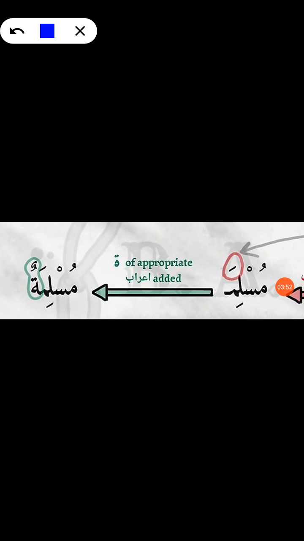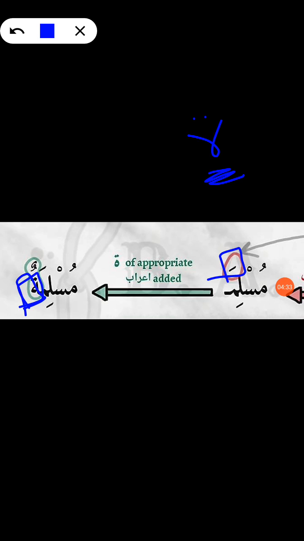As you might remember from the previous lesson, the round ta, or ta marbuta, is actually the sign of a grammatically feminine ism. So just by adding this round ta, you can convert a grammatically masculine ism to a grammatically feminine ism. So what did you do? You simply replaced the tanween with a fatha, and then you added this round ta, and of course you're going to put the tanween on top of this round ta, and that tanween has to be of the appropriate i'rab.